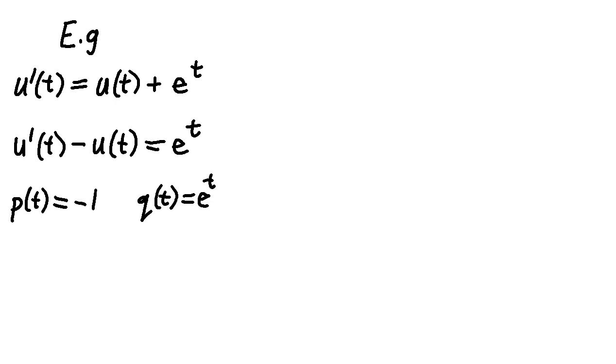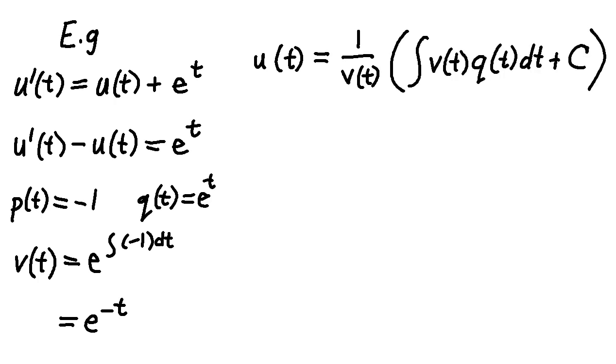Returning to the task at hand, we can determine that v of t for this problem is e raised to the power -t. Notice that we've not chosen the most general antiderivative of -1 when defining v of t. Instead, we've simply chosen one that suits us, namely -t. We now have all the pieces we need to plug into our formula.